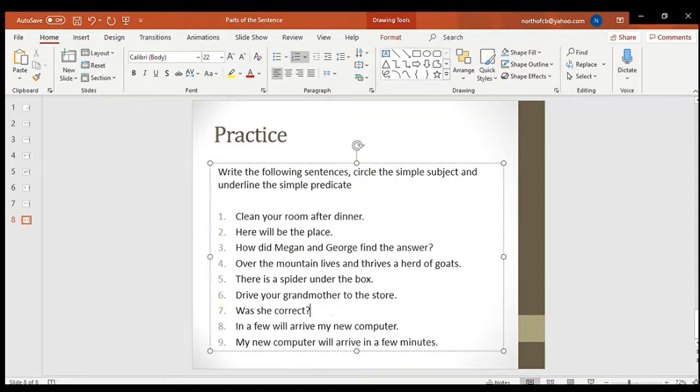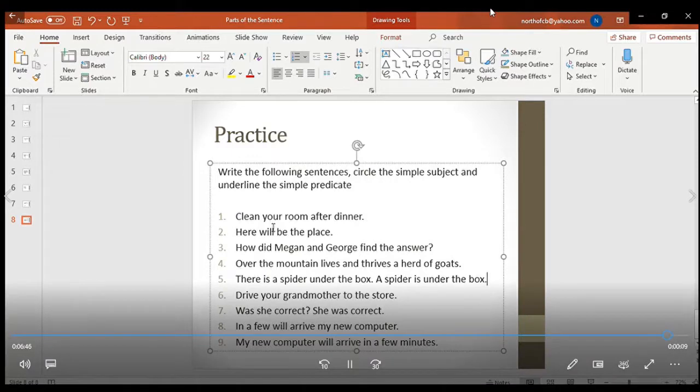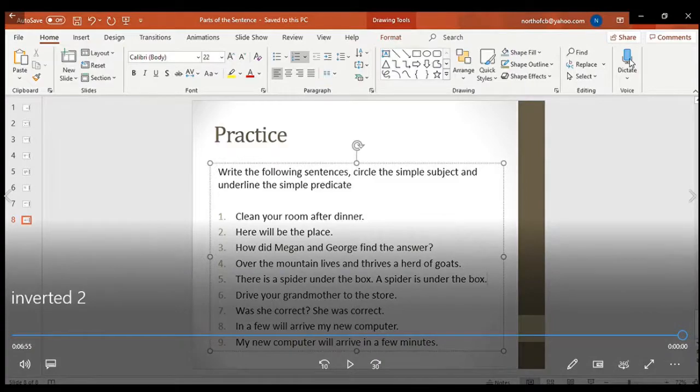Computer, subject. Was she correct? She was correct. Who was correct? She, subject. There's a spider under the box. You could invert that. A spider is there. Or excuse me, the spider is under the box. Okay? Keep your stuff simple. Do not overcomplicate this kind of stuff, okay? Find your verb, ask yourself who or what did this verb, and you will do well. That's the biggest thing to keep in mind, okay? No big deal.